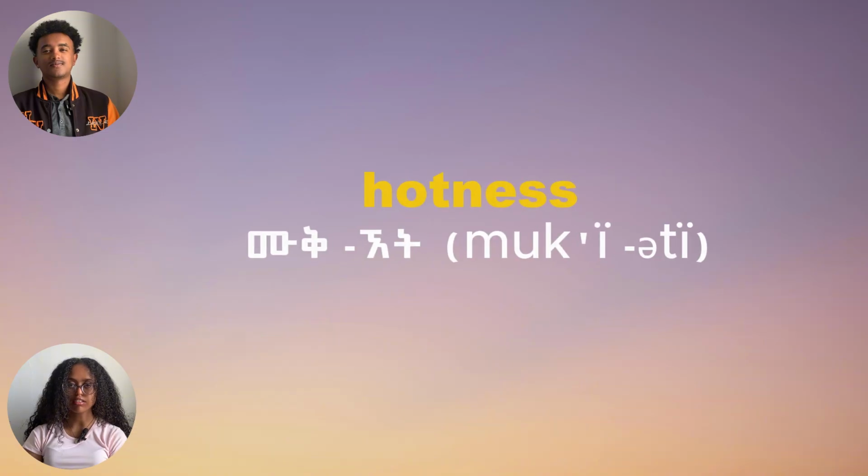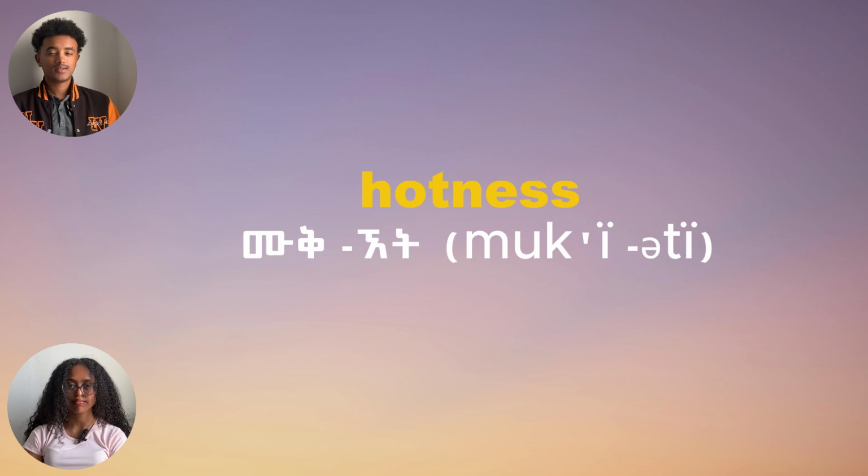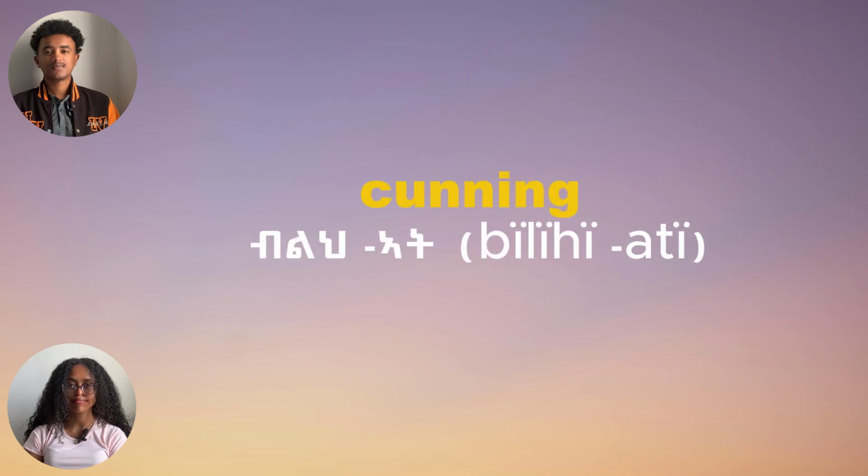To show the state of things, for example, hotness, ሙቀት. Cunning, ብልሃት.